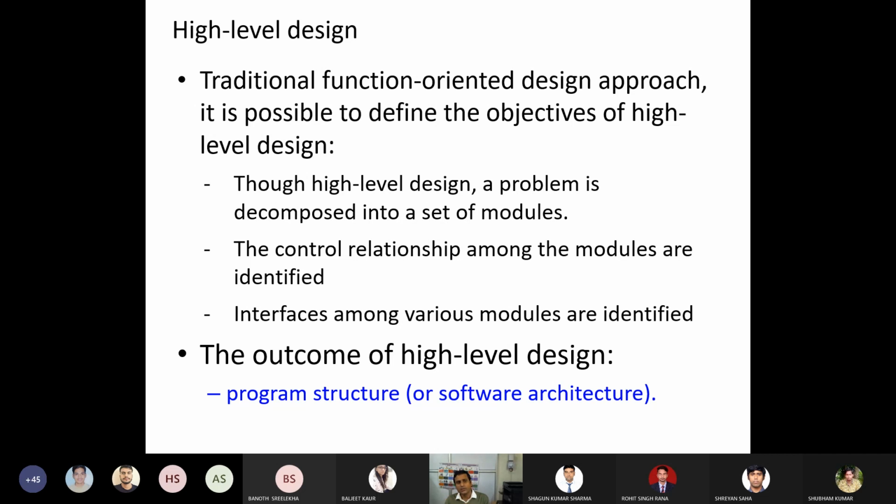As of now, for any traditional function oriented design approach, usually you will have all functions, whereas in the case of object oriented design, we'll talk about objects, right? So there is a difference. The outcome of high level design is a software architecture. We have discussed this software architecture in the very initial lectures.